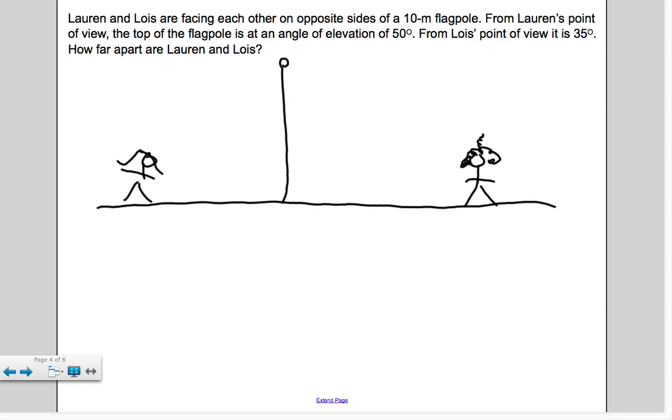Well, what else do we know about the flagpole though? It's 10 meters long, so we're just going to put that here. 10 meters high. So now it talks about Lauren. Which one's Lauren? It's the one on the left. Lois is the one with the beehive. Sure. Lauren's here. Lois is here.